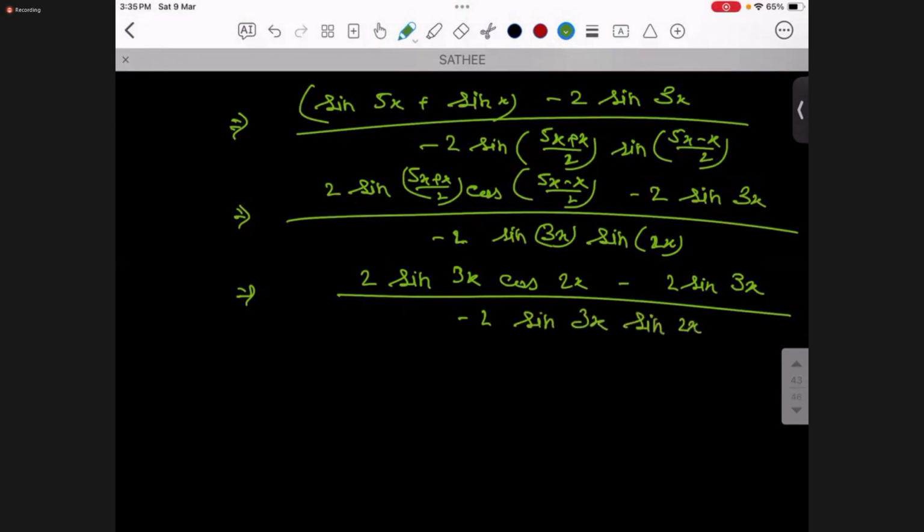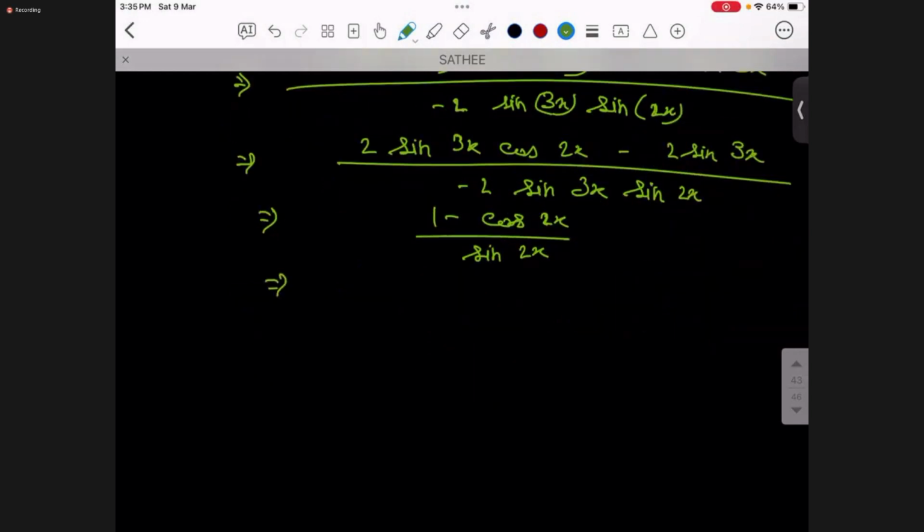Now you can check that from numerator and denominator we can remove sin 3x, and also we can remove 2. So we obtain an expression of the form (1 minus cos 2x) divided by sin 2x. Okay. Now we know the formula for cos 2x, right? And now, which formula should we use? That's the question.